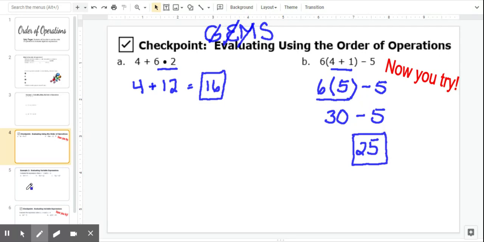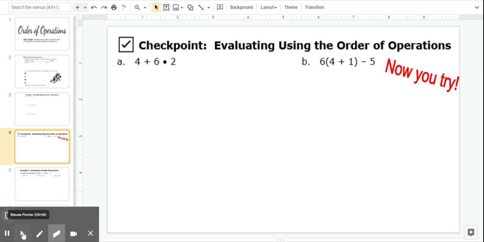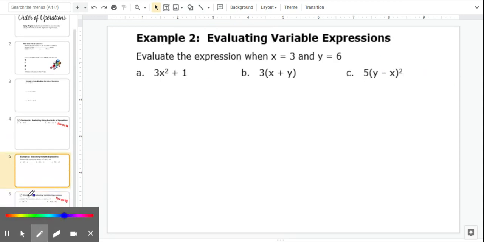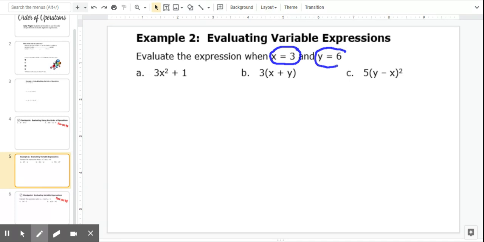Let's move on to example 2. Example 2, evaluating variable expressions. The directions here are a little bit different. You are asked to evaluate the expression when x is equal to 3 and when y is equal to 6. And notice the three problems we have on this screen all have either x's or y's in them. So before we can evaluate, and evaluate's just a fancy way of saying solve, before we can solve, we're going to have to do some plugging in here.